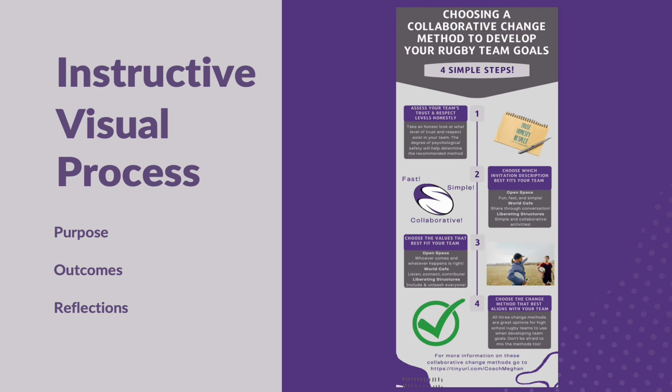The next step was moving into the instructive visual. I wanted to create an instructive visual that I could use further along in my career. So for me, I wanted to create a framework for coaches to choose a collaborative method that would be best for their team based on psychological safety level, invitation, and values. And ideally, coaches would choose a method that allows the most comfortable setting for their team to open up, share, and come up with their own ideas about their team's future goals.